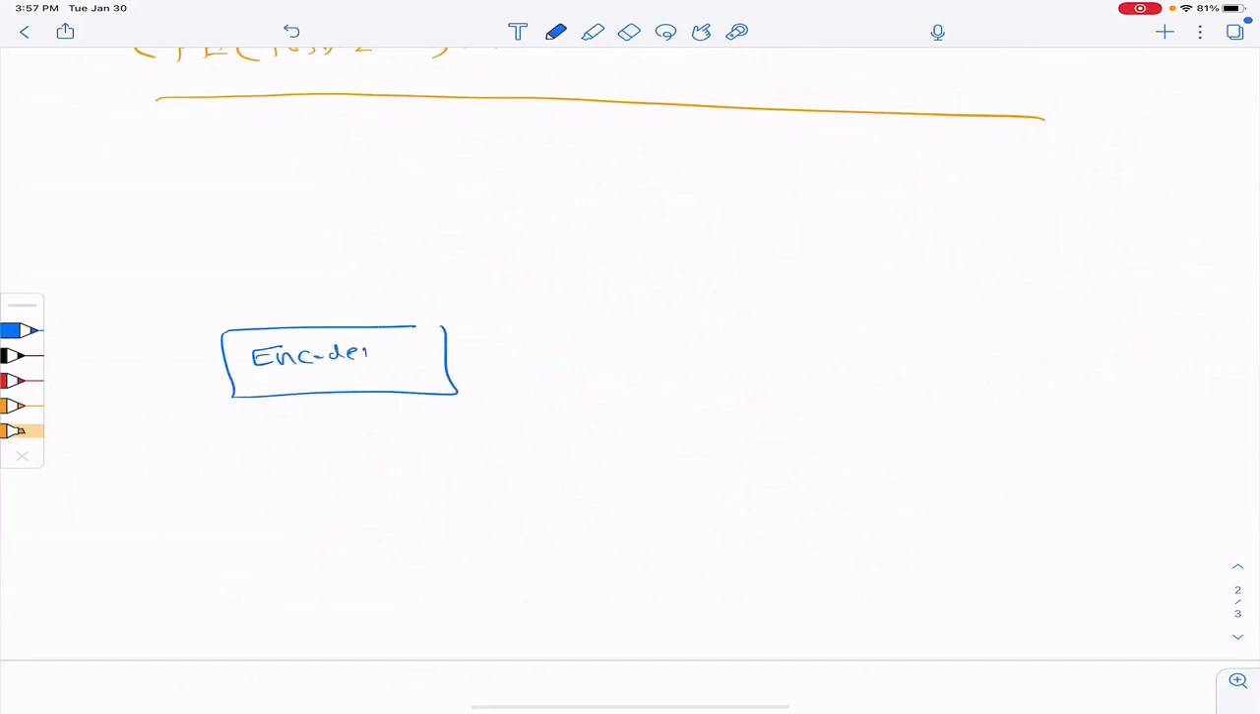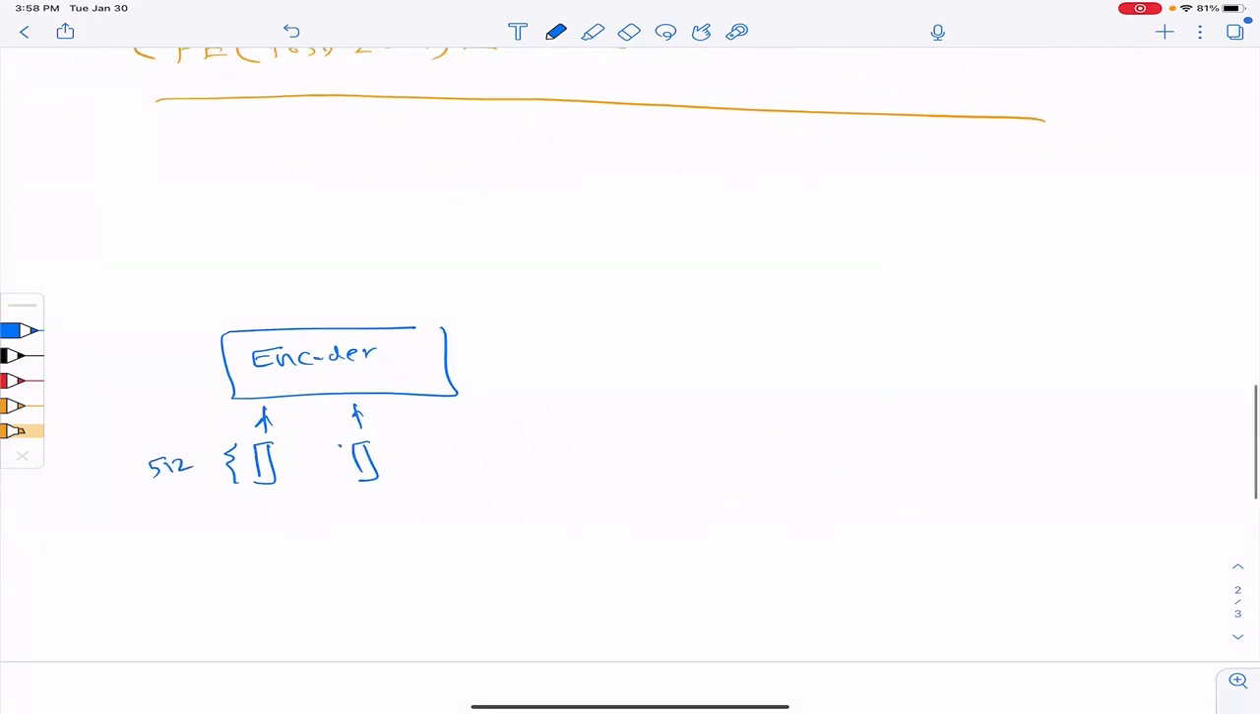An encoder. What is the input? The first input is vectors. The embeddings, word embeddings plus positional embeddings for each token, 512, the length. So what is the output? As I mentioned, the output has the same length. So one vector per token.